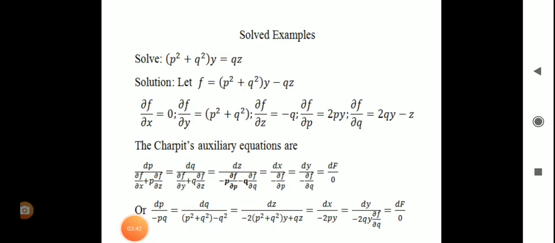Now, we will understand Charpit's method by a solved example. Here we consider the example (p square plus q square) multiplied by y is equal to qz. Solution. Let f = (p square plus q square) y minus qz. Now we obtain all the partial derivatives.